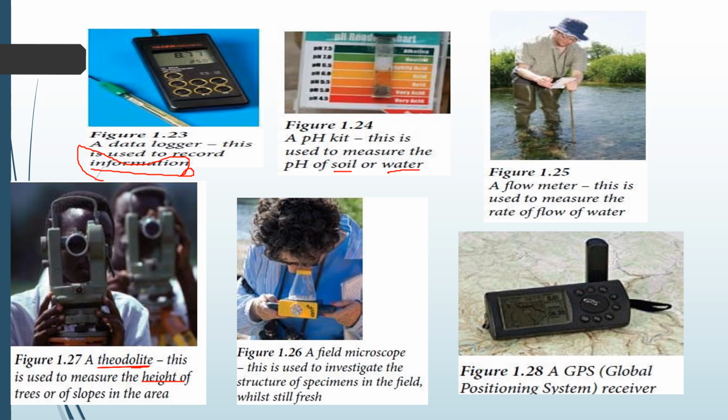And this is a field microscope. When we take a sample, it lets us look at it immediately and get data right then. It is used to investigate the structure of a specimen in the field while it is still fresh, before the air changes it, and we look at it right there.